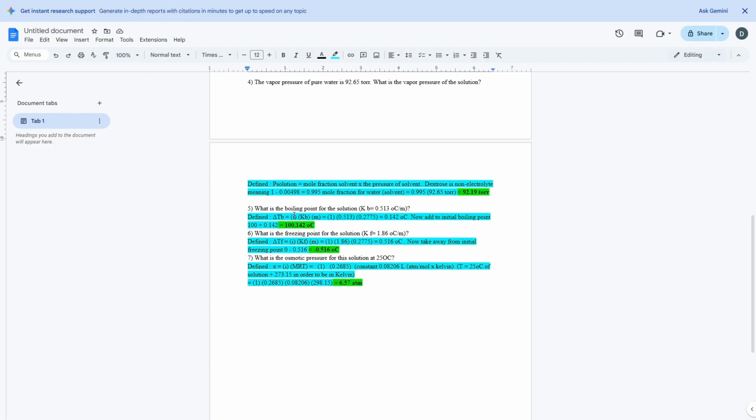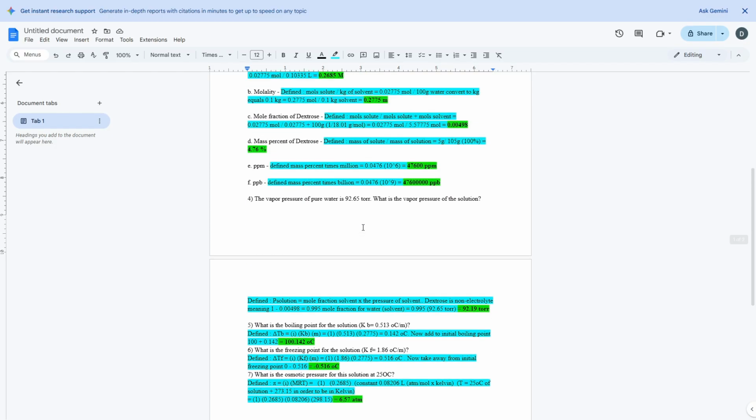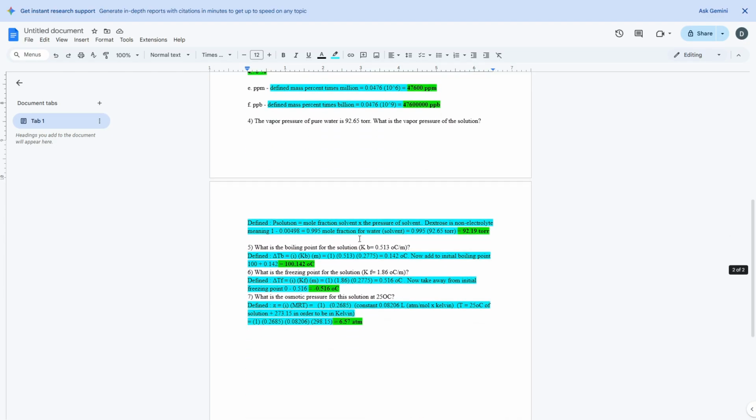And number 5, the boiling point. So it's defined as delta T equals the i times the constant times molality. So we plug in the 1, we plug in that constant given to us, and we plug in our molality that we found back in part B, and multiplying that, you get 0.142 Celsius. And then after you figure out that, we have to add it to the initial boiling point, which the initial boiling point of water is just 100 Celsius. So after adding that, you get 100.142 Celsius.